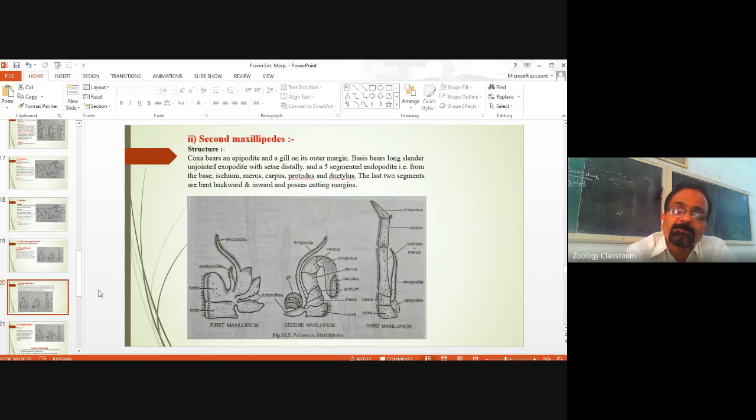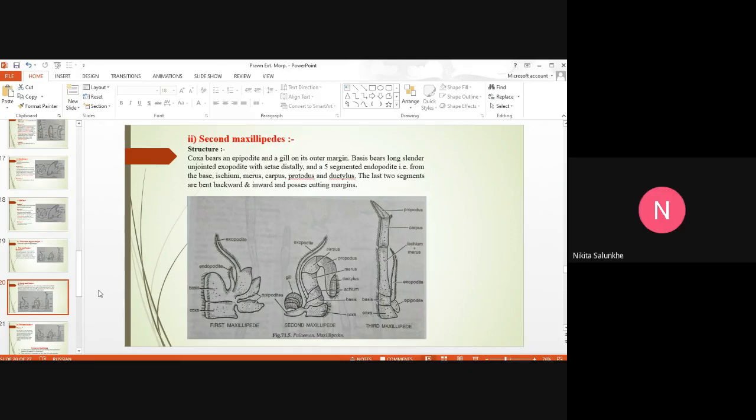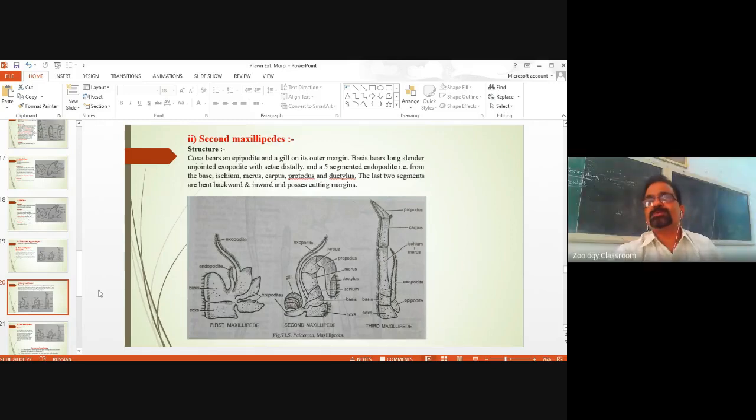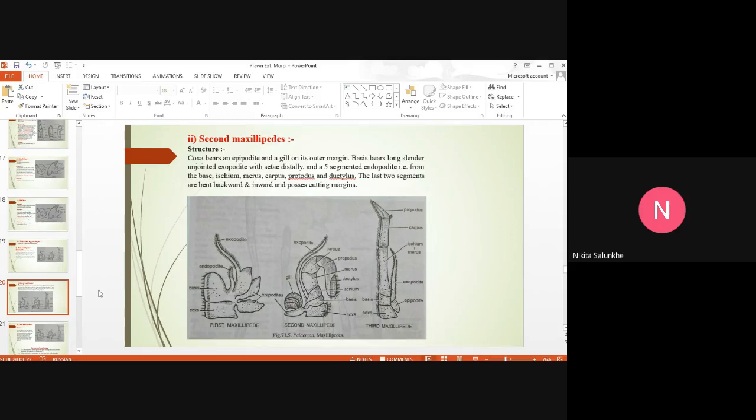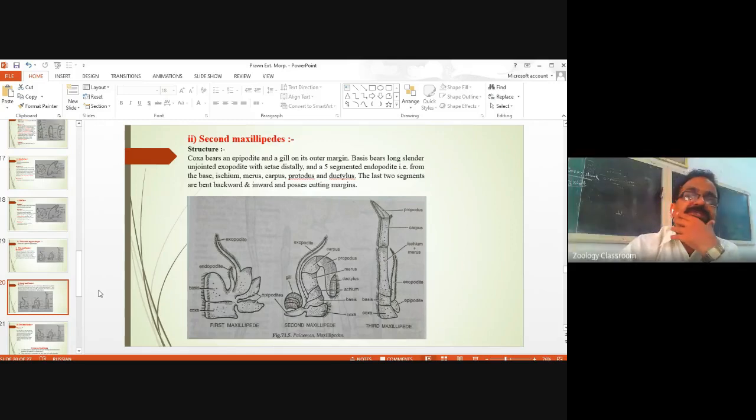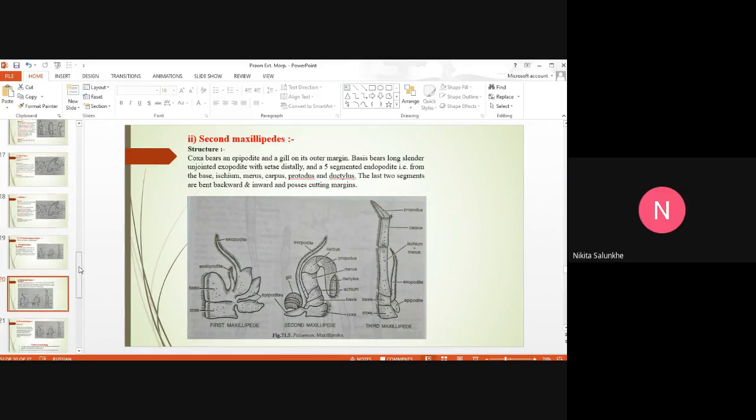How many pairs of pleopods are there? 5 pairs of pleopods are there. What is the peculiarity of the first pleopod? Abdominal appendages.